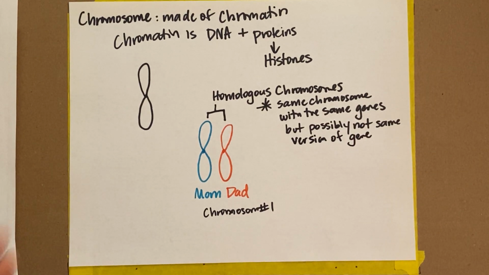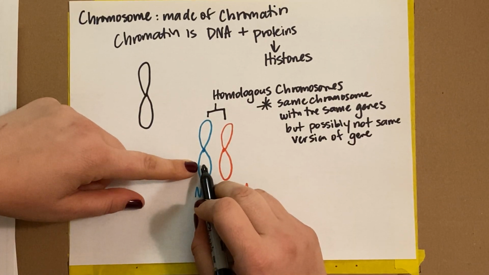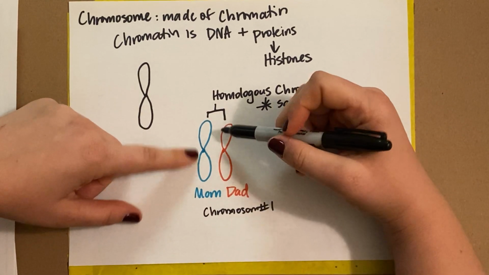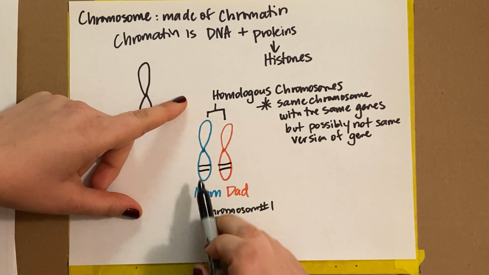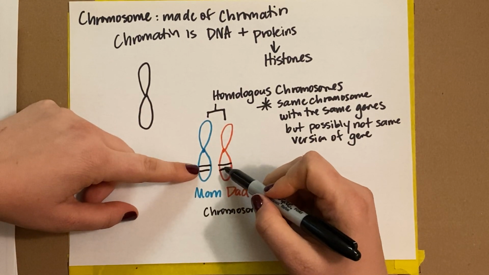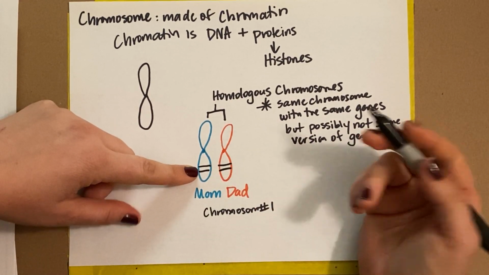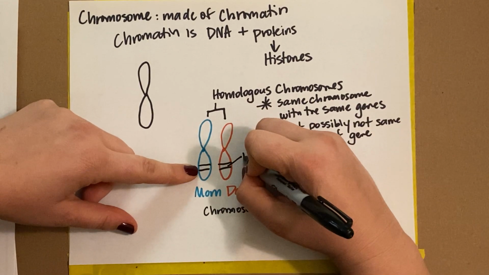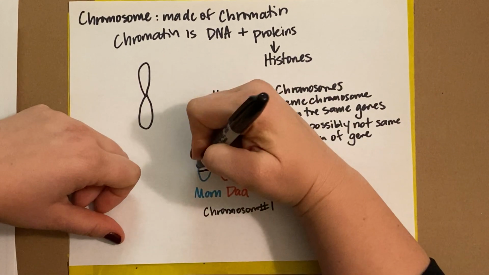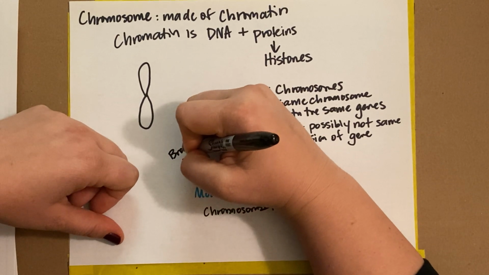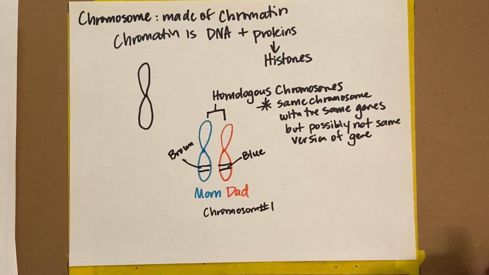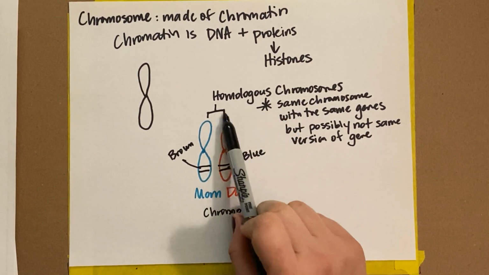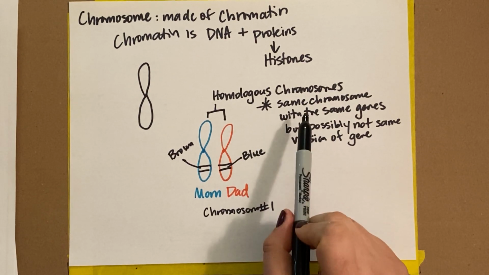Okay, and I'm just going to give you an example of this. So let's just say that your mom has brown eyes and your dad has blue eyes. So the gene for eye color is going to be found on the same chromosome. So if this is chromosome 1, we'll say this is where that eye color gene is going to be located, but the one you get from your dad will have blue and this one's going to be brown. So they're still the same gene, it's just a different version. It's like the blue versus the brown version of that eye color gene. So that is what we mean by homologous chromosomes, okay?